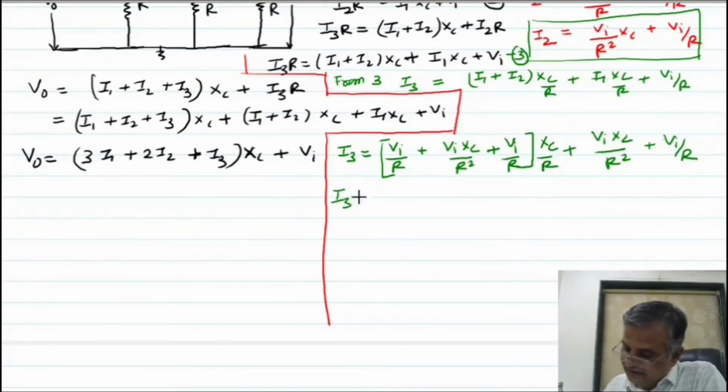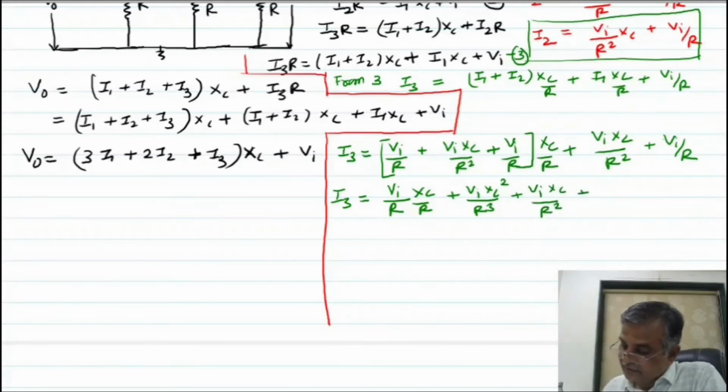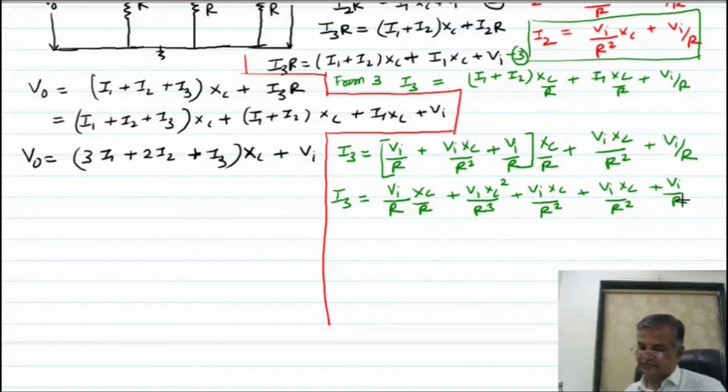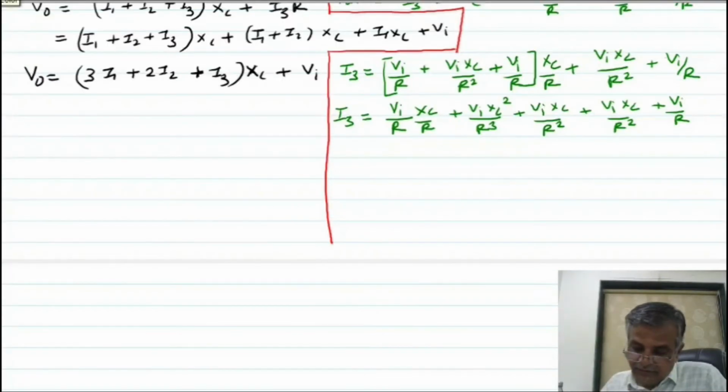So I3 I can write: Vi upon R Xc by R, plus Vi Xc square upon R cube, plus Vi Xc by R square plus Vi Xc upon R square plus Vi by R. So I will simplify Vi by R into Xc by R, Xc square upon R cube, Vi into Xc by R square, R cube like this. Let me simplify more.